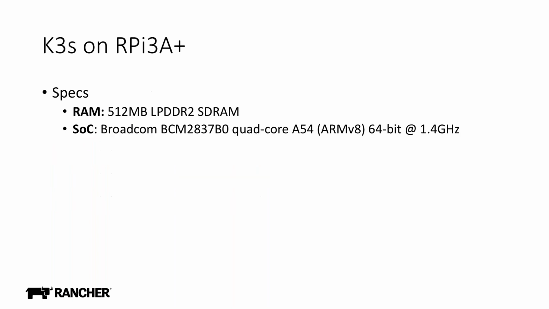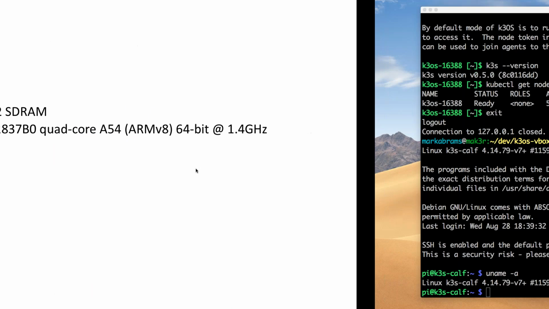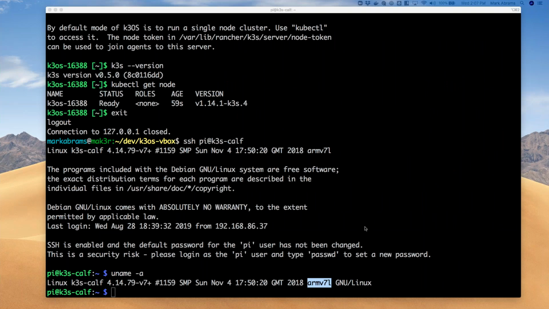So, let's see. This is running ARM V8, and yet when we look at the operating system, it says it's ARM version 7. So why is that? I'm running Raspbian on this device, and Raspbian is only compiled for 32-bit. So it's emulating ARM v7 and won't work with Rancher.